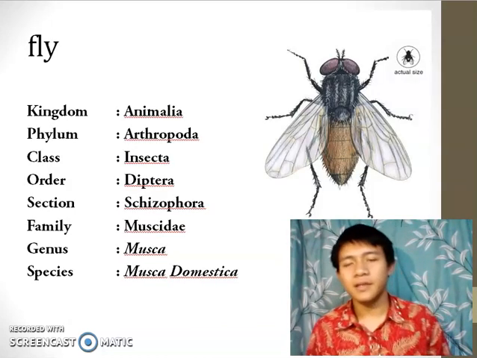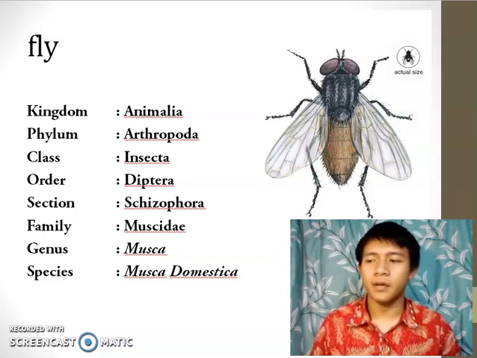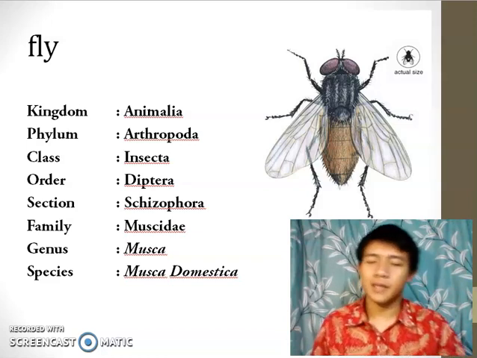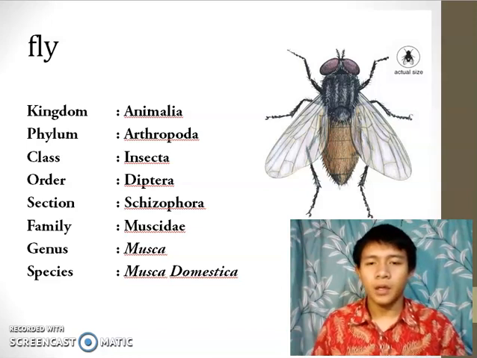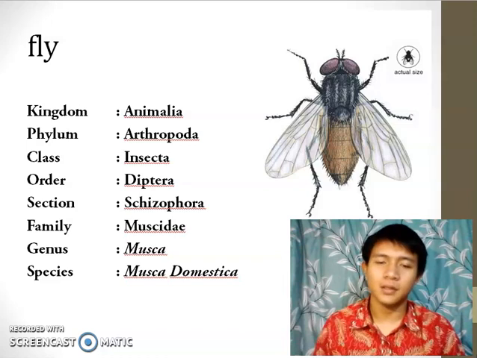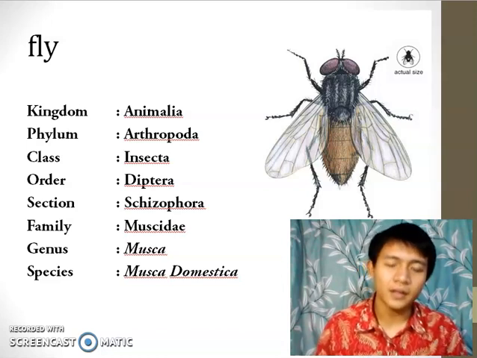Okay, fly. A fly is a small animal that lives in this world and always lives near other organisms such as humans. As you can see in the slides, there are pictures of flies. There are close-ups, and you can see the wings, the bodies, the legs, the lens, and others. And you can see on the right side, there's the actual size of the flies.